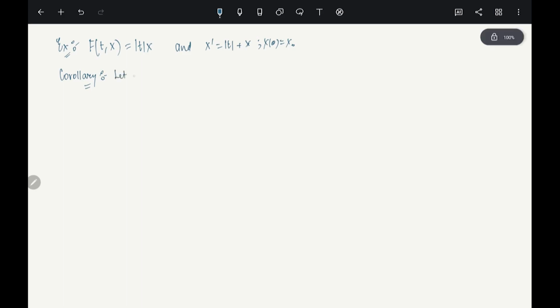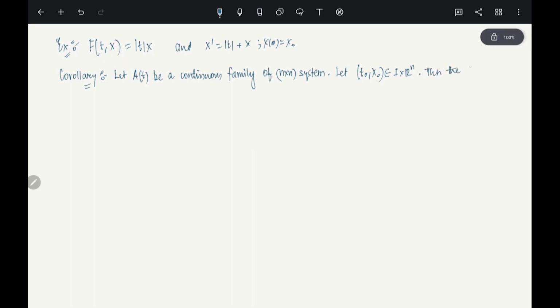So let A(t) be a continuous family of n cross n systems. N cross n system, what it means is all the coefficients are basically continuous. All the entries are continuous functions. So let (t naught, x naught) be in some interval I cross R n. You can put t naught to be 0, doesn't matter.